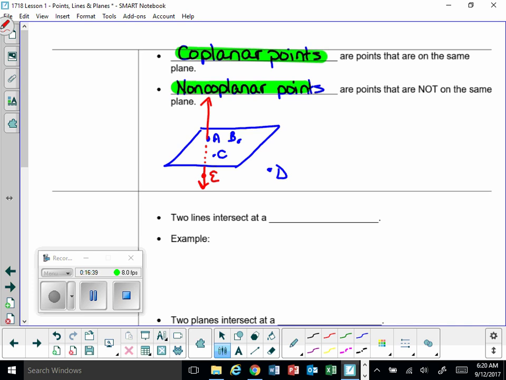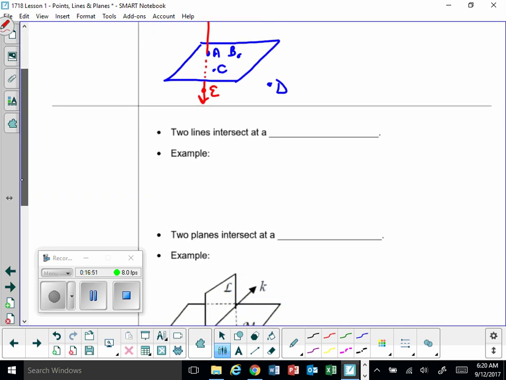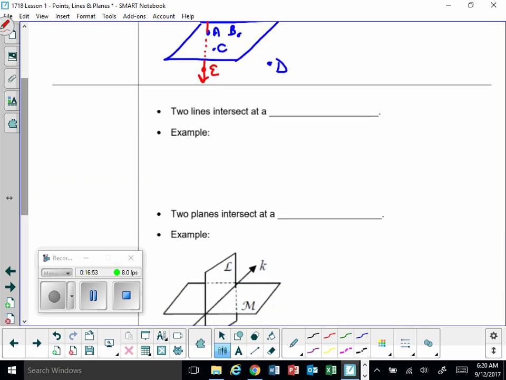A and E are collinear. E and B are non-coplanar. Lots of great vocabulary. Alrighty, so what do intersections look like?